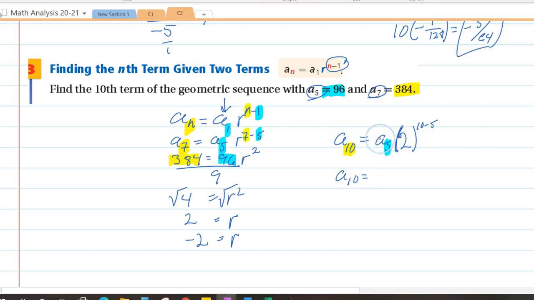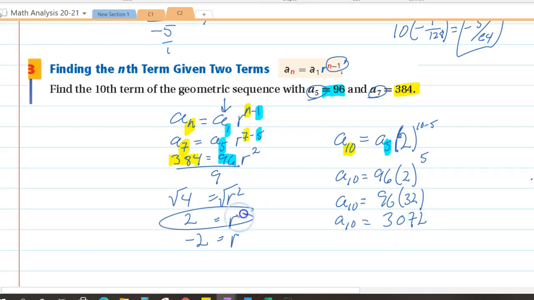Then I plug in the numbers. a sub 10 is equal to a sub 5, which is 96, times 2 to the power of 10 minus 5, which is 5. a sub 10 is equal to 96 times 2 to the 5th power, which is 32. 96 times 32 is 3072. So a sub 10 is 3072.